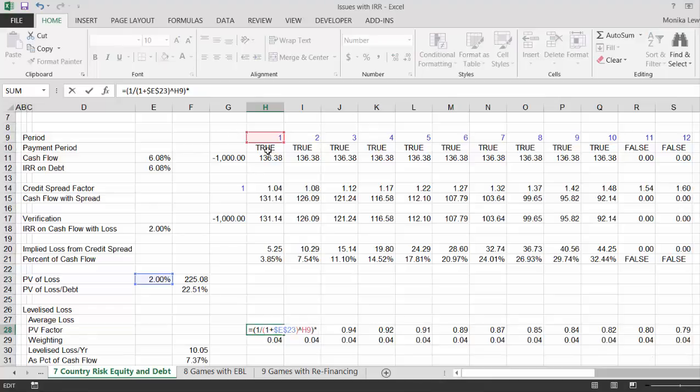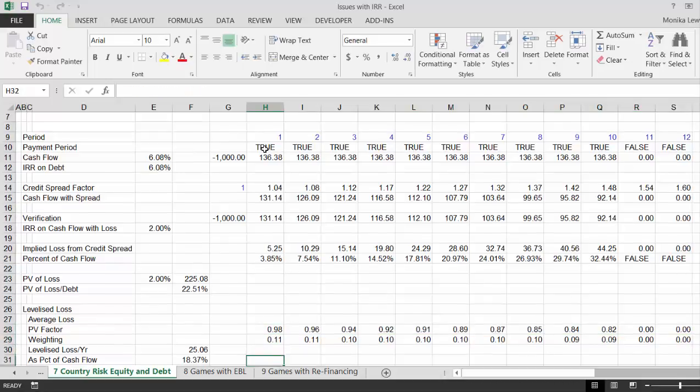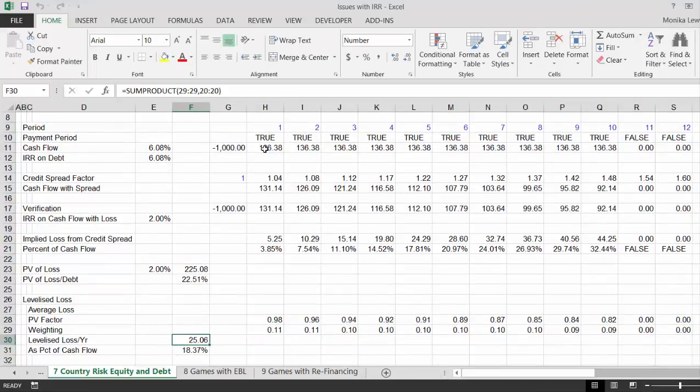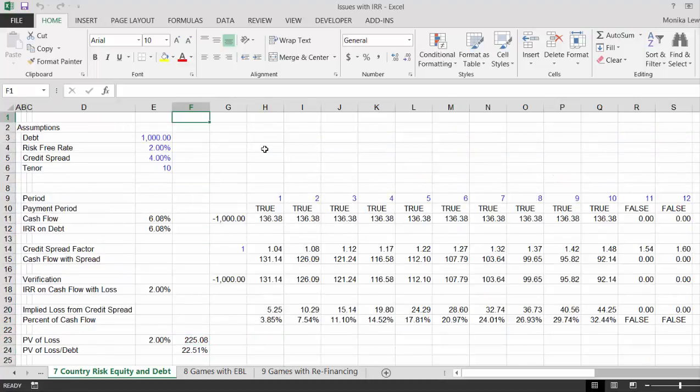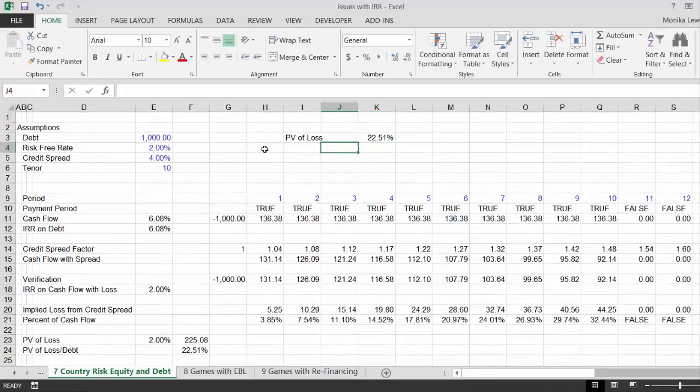Okay, I saw my mistake. I should have taken this thing and just switched it off later. So we got an 18% levelized amount. Okay, so we get a PV of loss. That means my PV factor had gone to the whole thing of 22% levelized loss.